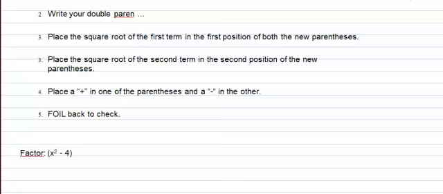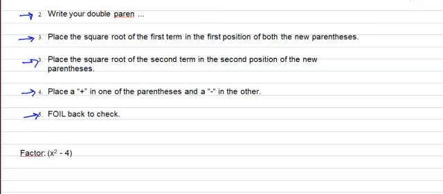Now the next step, pretty straightforward. All we have to do once we get our little binomial is write our double parentheses. I'm going to do an example of these steps once we get through the basics right here. The next thing we do is take the square root of the first term and put it in the first position of both of those new parentheses. Then we take the square root of the second term and put it in the second position of the new parentheses. And then we just have a plus and a minus. And our last step, always, we want to just FOIL back real quick to make sure that we're right.